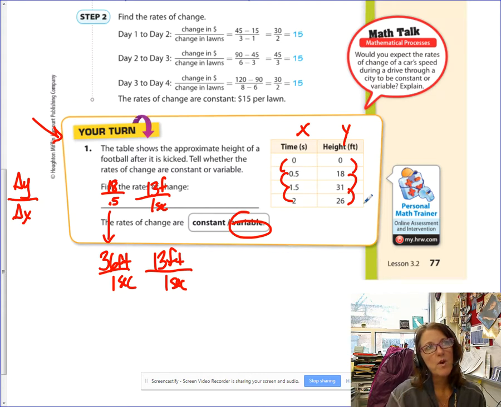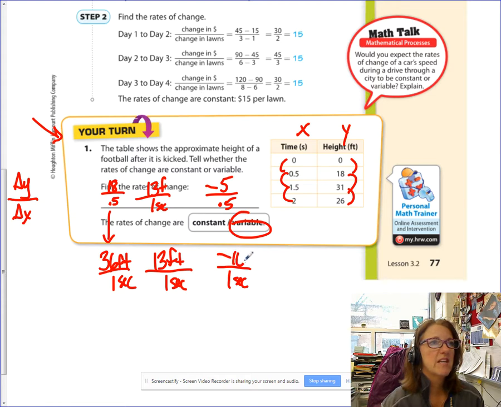Okay? From 1.5 seconds to 2 seconds, the height changed from 31 to 26. Careful. If it's going from 31 to 26, that means you're dropping 5 feet. Make sure you put -5 there. Half a second again. Okay? It's awkward to have those decimals inside the fraction. So simplify this to be over 1. -5 divided by a half is the same as -10.